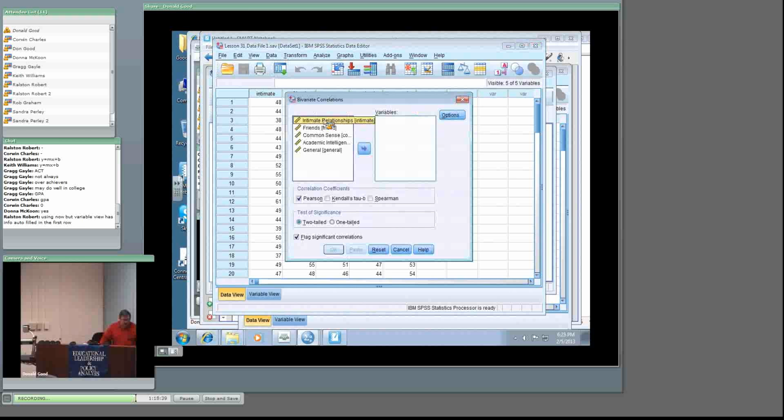So we've talked about ways to get them over there. I'm going to select all of them. I'm going to be lazy and just select them all at once and move them over with the arrow. You could double-click each one individually if you want to. But I want correlation with all of these things. It says make sure Pearson is checked. It's going to be because that's the default option. Let me make sure I'm doing it in the order they tell you.